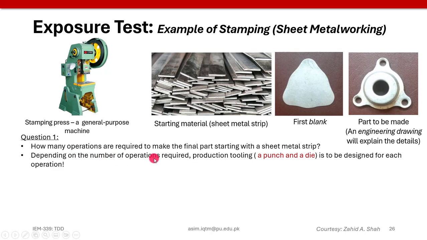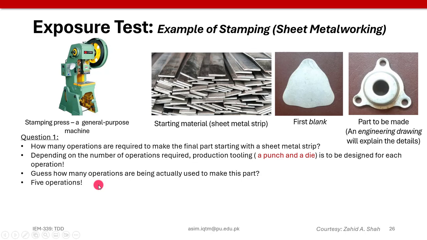Depending on the number of operations required, production tooling, a punch and die, is designed for each operation. Definitely, if 5 operations are required to produce this final part, it means we have to design 5 different die sets, punch and dies installed on die sets, and those die sets are installed on the press, which helps to achieve this final product. You may guess, I'm sure your guess is fine: we need 5 different operations to produce this shape.